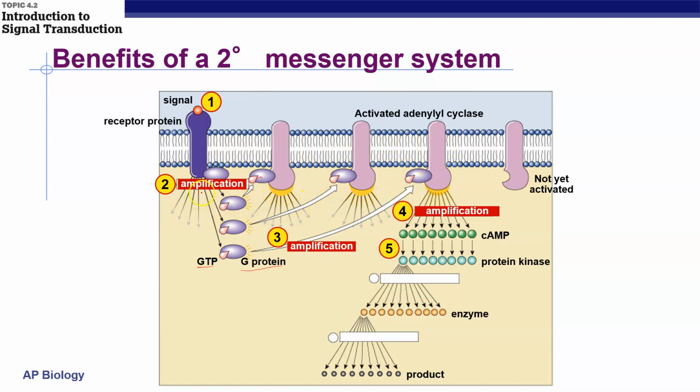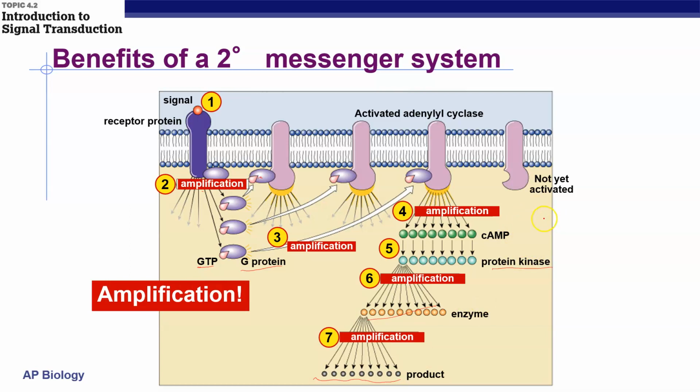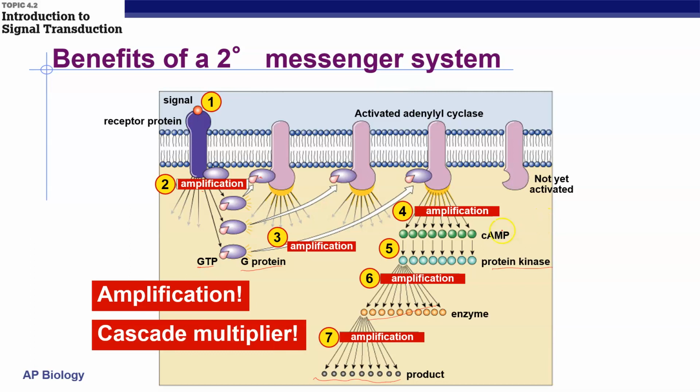If you'll notice that there's amplification here, there's amplification here, and then your cyclic AMP, there's an amplification process there. Then you have another amplification process with this protein kinase. Then you have more amplification with this enzyme, and then you get a ton of product, right? This is the benefit of a secondary messenger system. You get tons of amplification. This cascade multiplier, right? Every step of the way, you're kind of multiplying this.